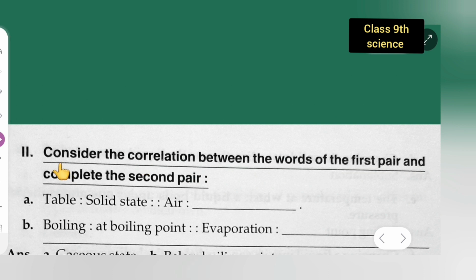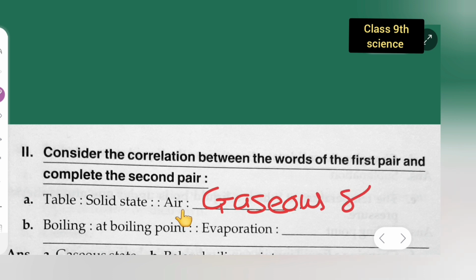Moving towards the next part. Consider the correlation between the words of the first pair and complete the second pair. Table is nothing but solid state. So what about the air? Air is the gaseous state, right?